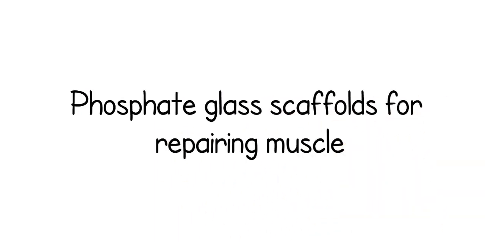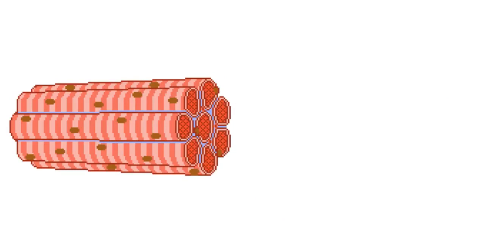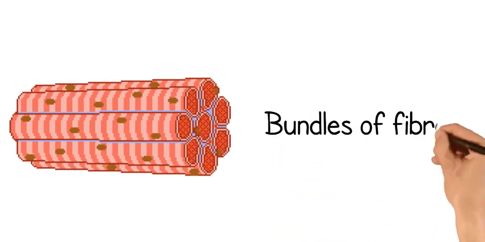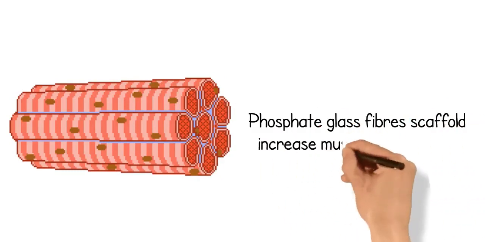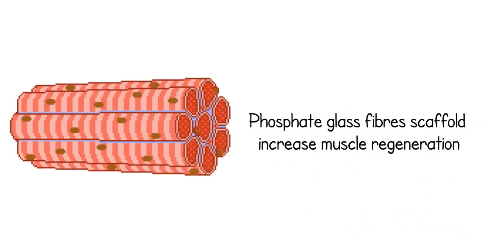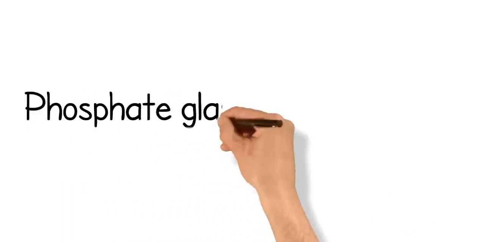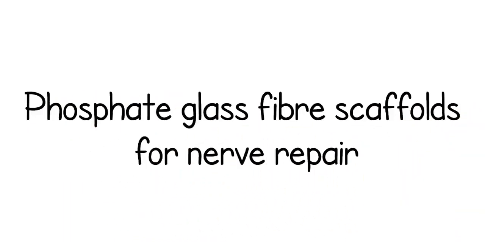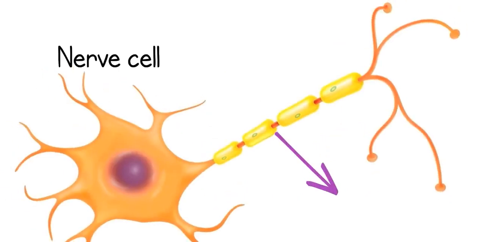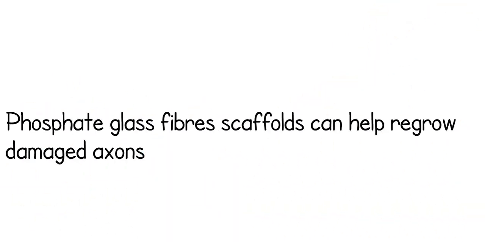The structure of muscle is essentially just bundles of fibres and can be repaired using scaffolds made from phosphate glass fibres. Studies have shown that phosphate glass fibre scaffolds can increase the regenerative ability of muscle cells. One of the most difficult things to repair are nerve cells. Damage to nerve cells can twist or tear the axon or tail of the cell. Phosphate glass fibre scaffolds have shown the ability to regrow the axons of damaged nerve cells.